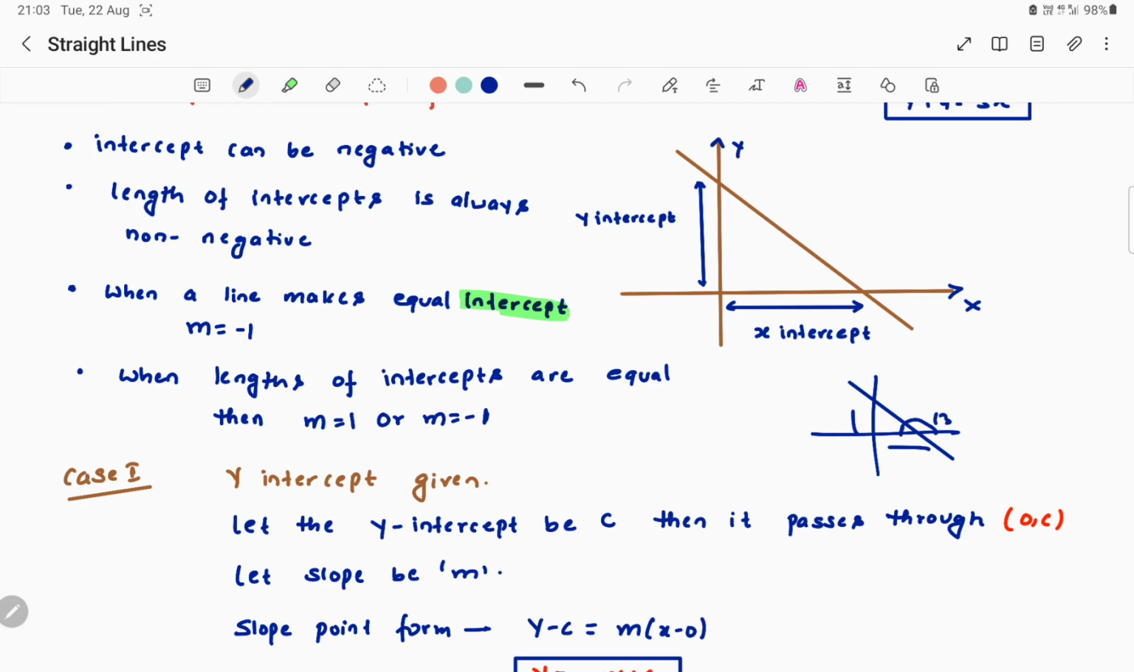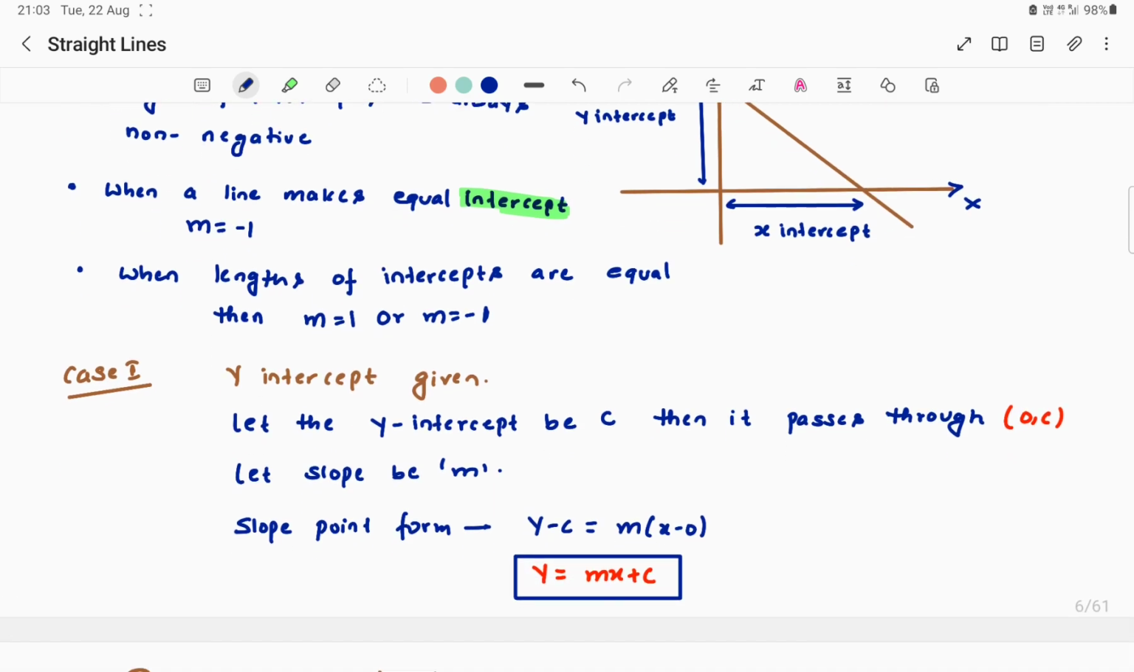So this angle will be how much? 135 degrees. Even if you take the third quadrant, again you can show that this angle is going to be how much? 135 degrees. So tan 135 is how much? Minus 1. So this point is important: when somebody says that a line makes equal intercepts, you should understand that m is equal to minus 1.